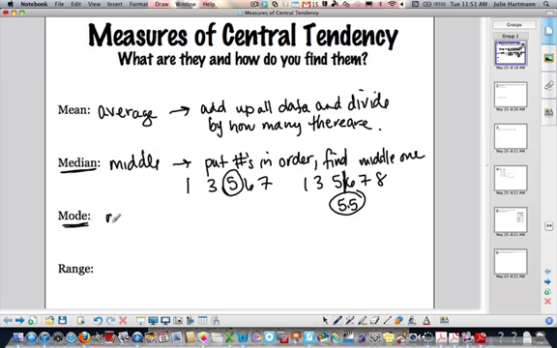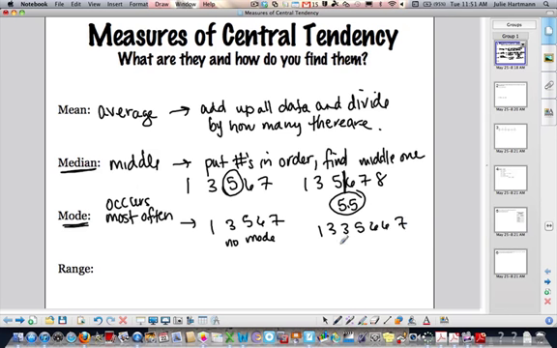Mode. Mode, you think most often occurring. So we'll say occurs most often. You basically find the number that occurs most often. You could have 2 modes, or you could have no modes. If your data is say 1, 3, 5, 6, 7, there is no mode. If it was 1, 3, 3, 5, 6, 6, and 7, your modes would be 3 and 6.